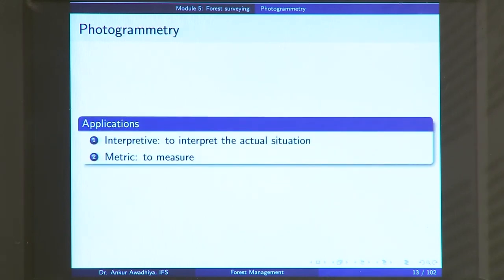And there are two applications of photogrammetry. You can use it for interpretation of the surface. So, you can, for instance, if you are doing a photogrammetry of a forest area, do an interpretation and figure out how many trees are there per unit hectare of the land. So, that can be done, or you can do it to take measurements, that is, what is the distance between two trees.